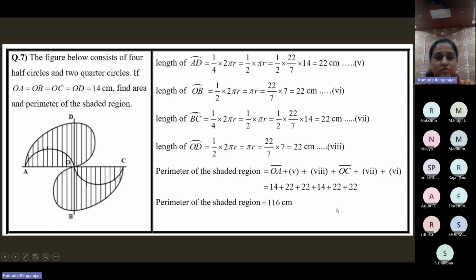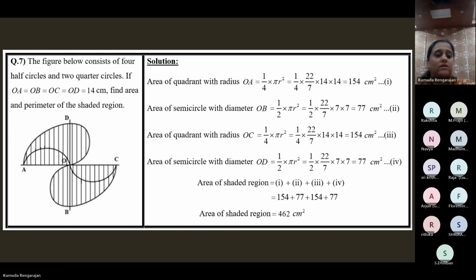This one, I'll just talk about this now. You'll do it as a part of the assignment, but let me just explain this. So here in this figure, you can see 4 half circles and 4 quarter circles. 4 half circles meaning 4 semicircles, and 2 quarter circles meaning 2 quadrants. 2 quadrants.